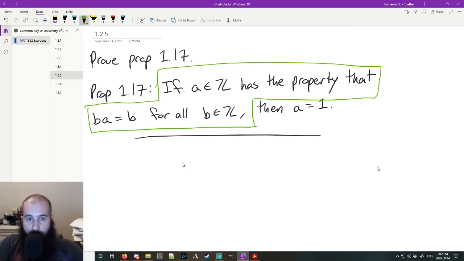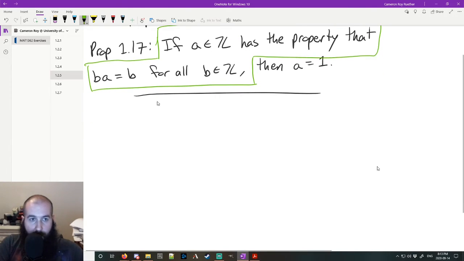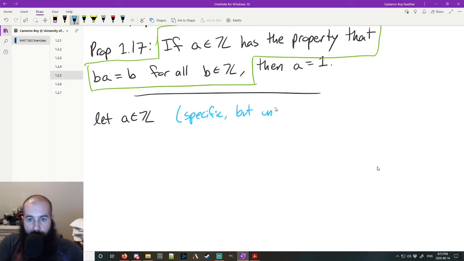So while I've got green on, let's just unpack exactly what this means. So our proof would start with let a be an integer. We're not allowed to do anything to change or make any assumptions about a. It's just an integer that's chosen. So this is already chosen. I'm going to say it's specific, but unknown. And we have to show that it's actually 1.